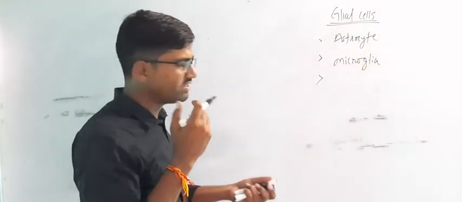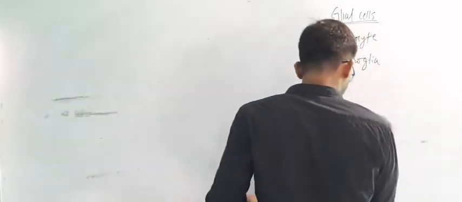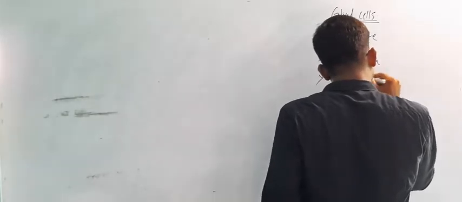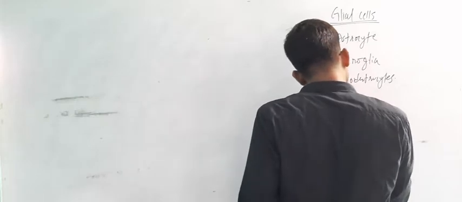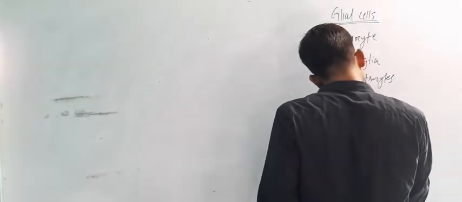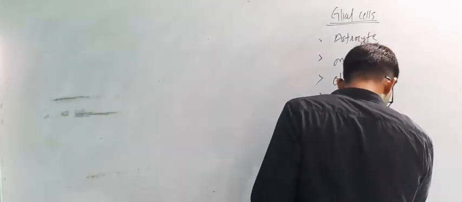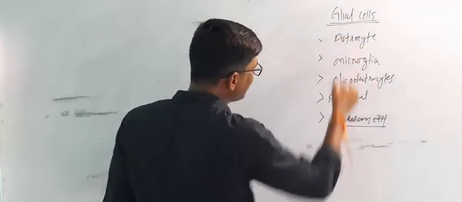Third thing: which cell is responsible for myelin formation? Oligodendrocytes. Then ependymal cells. And the last cells are the Schwann cells. So these are the glial cells.